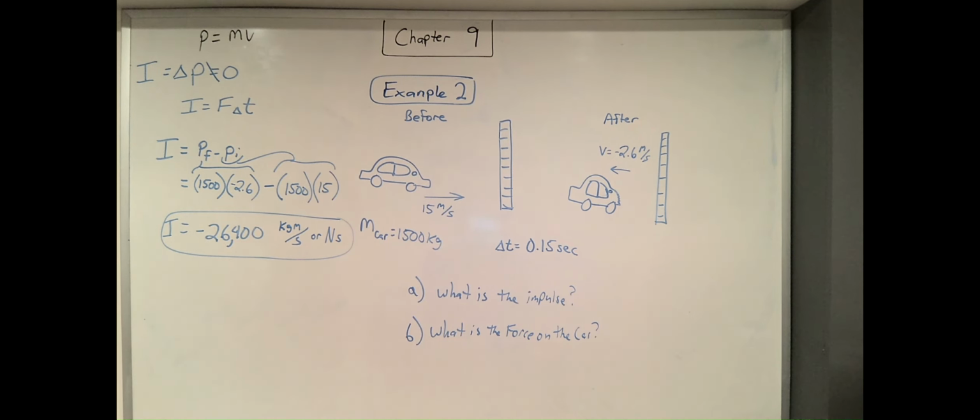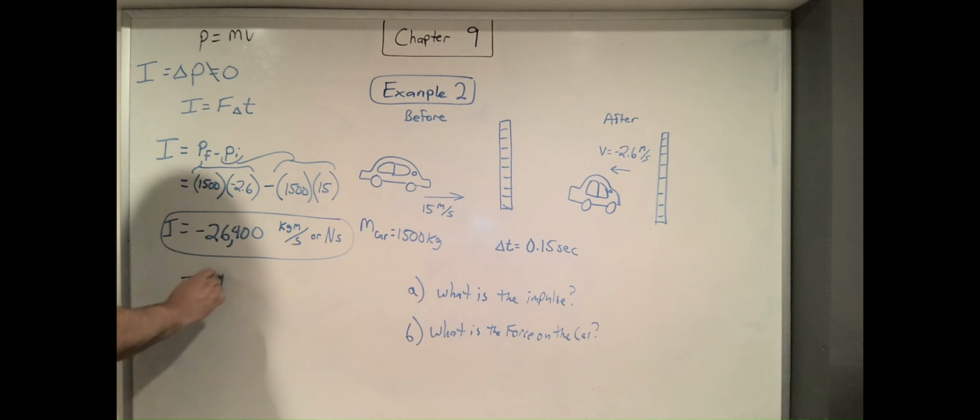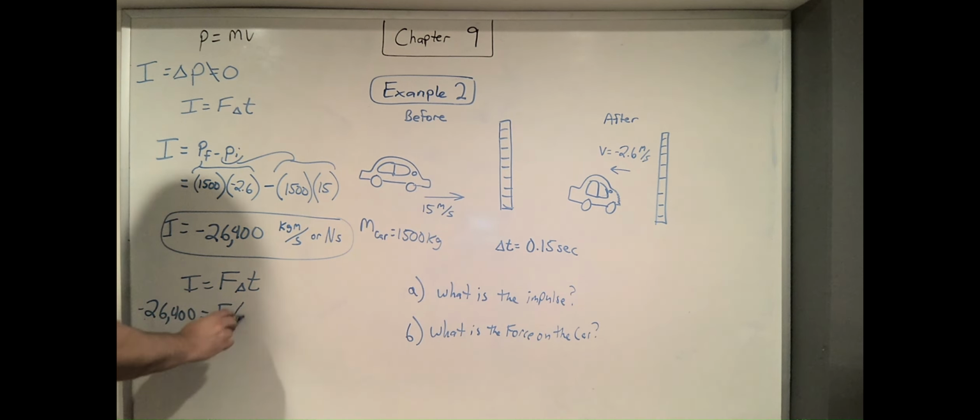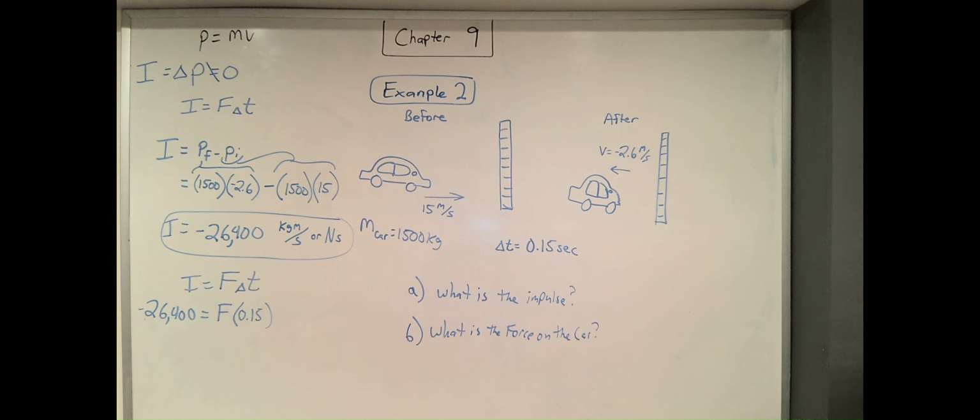Now, what is the force on that car? Now that we have an impulse, we can use the second equation, right? That the impulse I is equal to a large force over a small amount of time. The impulse, 26,400, equals F, which is what we're going to try and find, and our time is 0.15. All right, so all we have to do is take our number, divide it by the 0.15, and we've got our answer. It is 176,000 newtons.